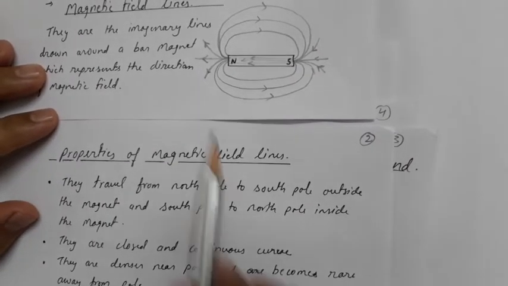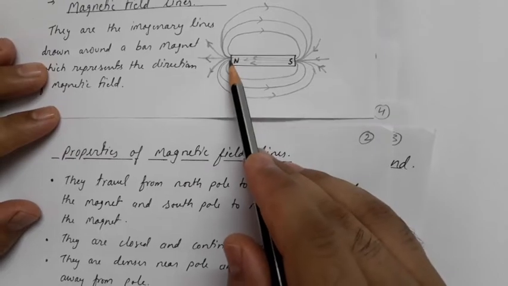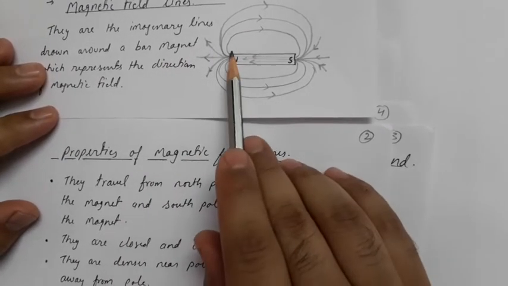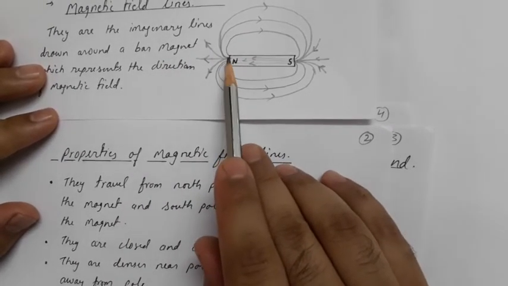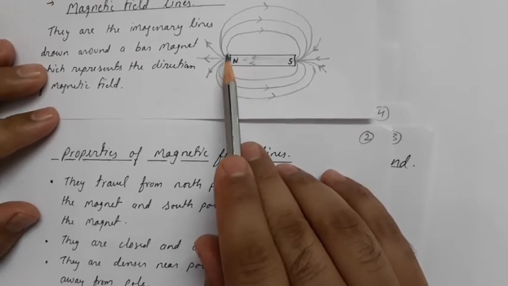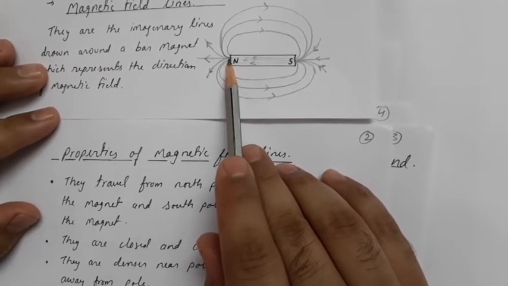Next point is, denser lines represent a strong magnetic field. We know that whenever we are moving towards the pole, यहाँ पर सबसे ज़्यादा magnetic field होती है और यहाँ पर सबसे ज़्यादा magnetic force experience कर सकते हैं हम.